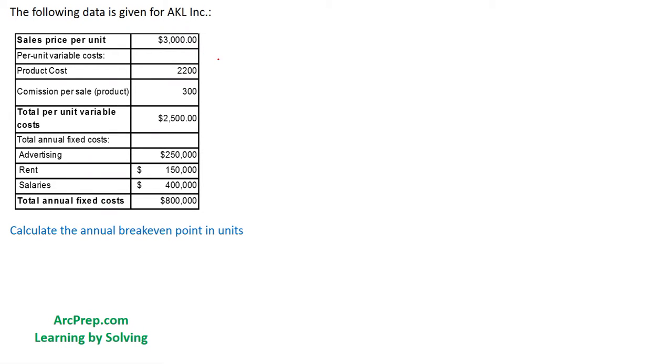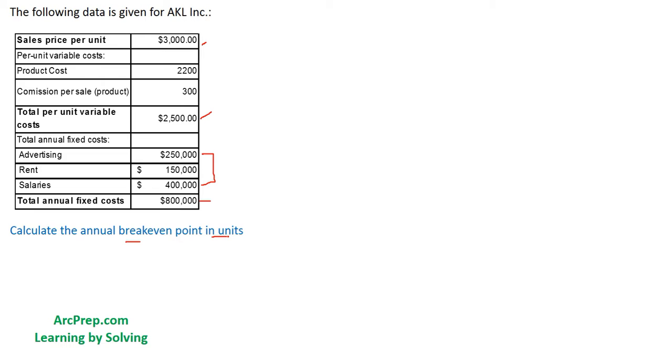Hi everybody, in this question we are going to start talking about cost volume profit analysis, CVP. So we are going to ask the simple question of what is the break even that I need to reach to make sure that I'm covering all my fixed costs. What we are given in this problem is sales price per unit, variable cost per unit, and the fixed cost and the total of those fixed costs.